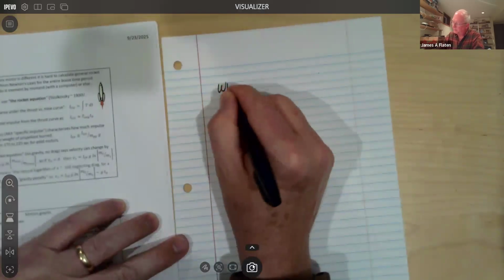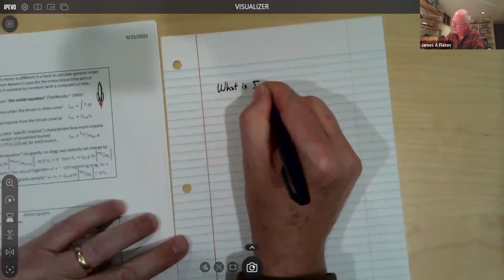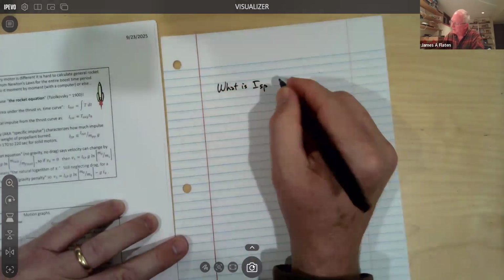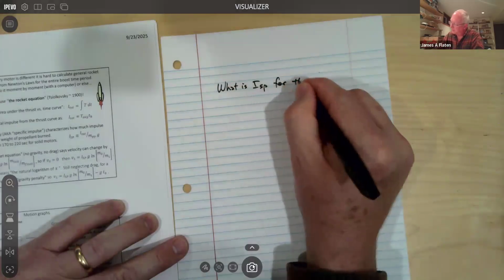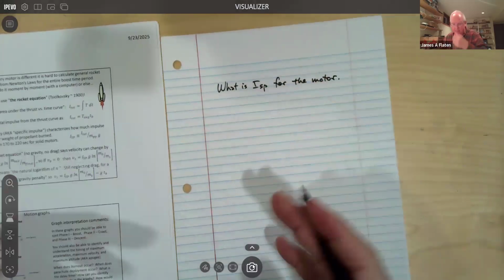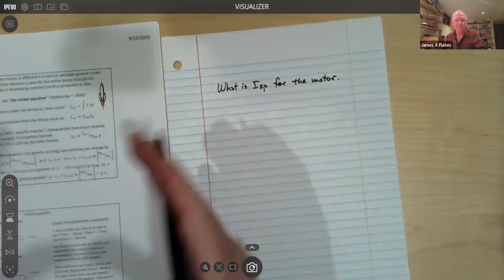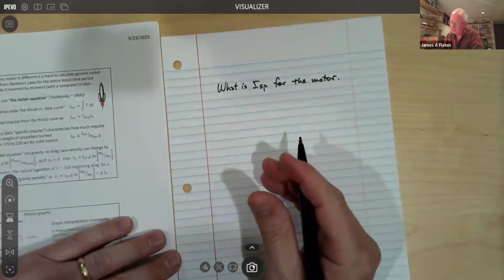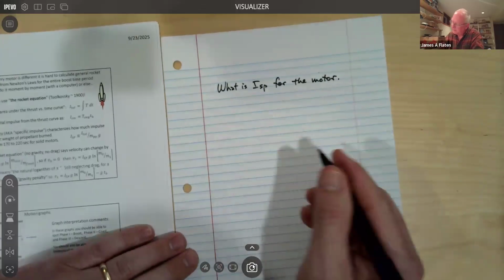So, here was the question: what is the specific impulse for the motor? Now, I'm not giving you the full context. The homework has brought the students up to this point, and they've been talking about this motor for a while. Okay, and so here is the equation.